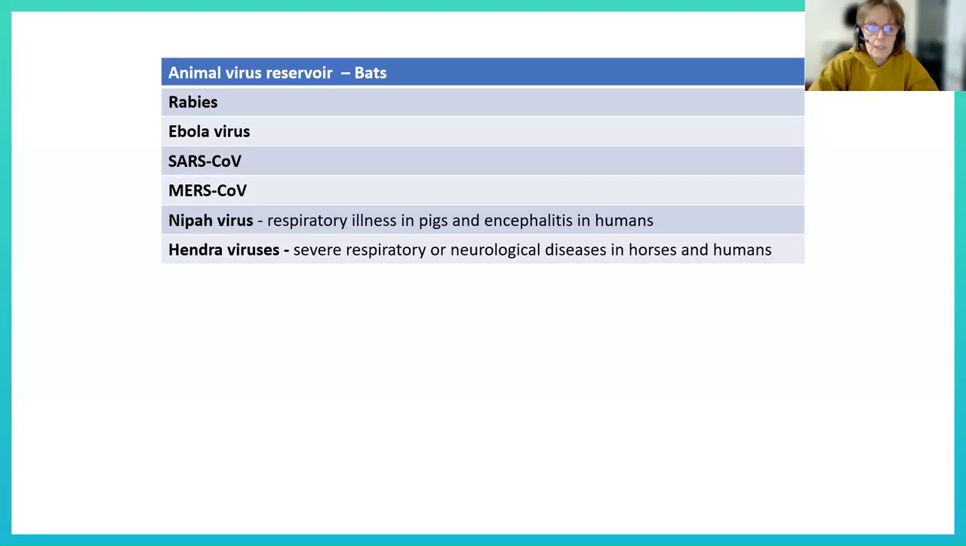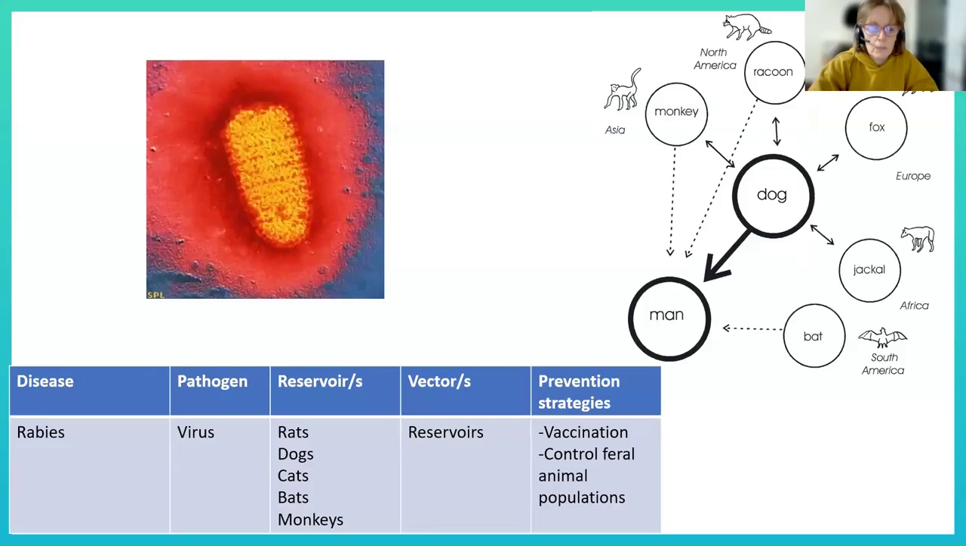So you need to be extremely careful if you're around bats or they're around your animals to watch out for spread. So let's have a look at rabies as an example. So rabies, it's a virus pathogen. We're talking about virus. So the reservoirs can be all sorts of animals: rats, dogs, cats, bats, monkeys. And the vectors are all of those reservoirs.